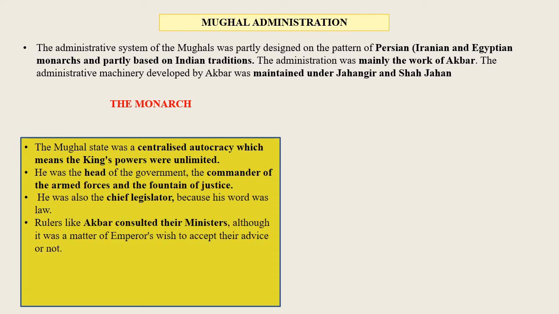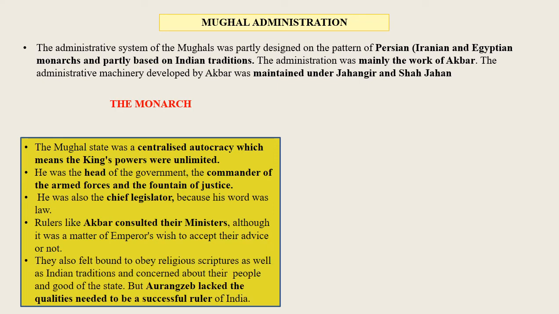But rulers like Akbar did not wish to base their powers on the sword. They consulted their ministers, although it was a matter of the emperor's wish to accept their advice or not. They also felt bound to obey religious scriptures as well as Indian traditions. They were, so to say, benevolent despots concerned about their people and the good of the state. But Aurangzeb lacked the qualities needed to be a successful ruler of India.